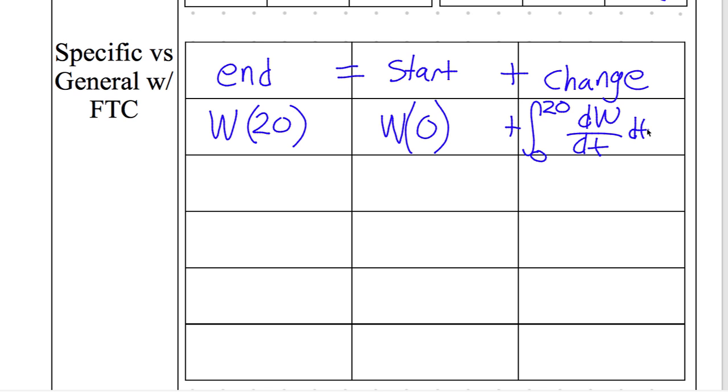All right. I'll give you another example of a specific. I'm going to make these first 3 specific, and I'll make the last 2 general. So let's talk about the position. If I'm trying to find the total position change, that means I'm trying to find x of something. Let's do x of 5. I want to find where am I at time equals 5. Let's assume we're starting at time equals 0, so my start value is going to be x of 0.